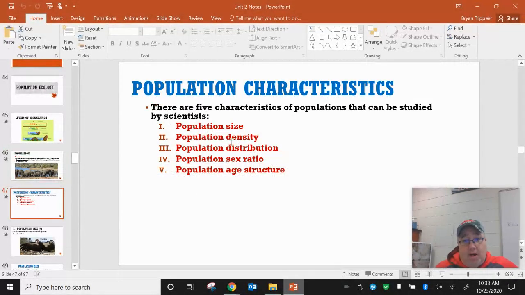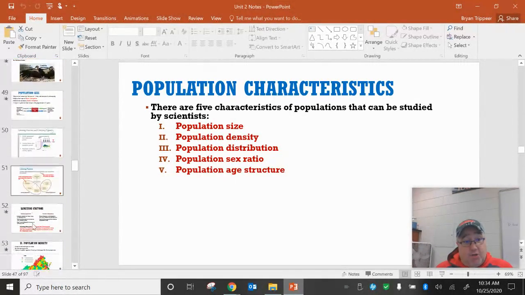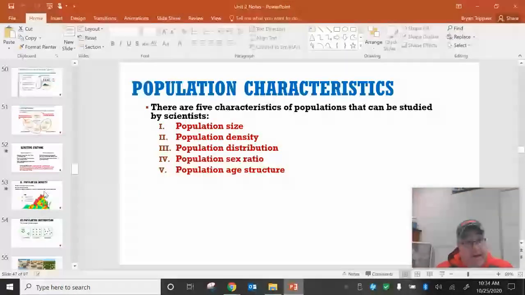Last week, we talked about some different characteristics of populations. Every population has a size to it. Every population has a density, right? Because these are organisms that are living in one area, so we can determine their density. They have a distribution. Are they clumped or are they randomly dispersed? There's a sex ratio, males to females. And we can also look at age structure. These are all things that we talked about last week.